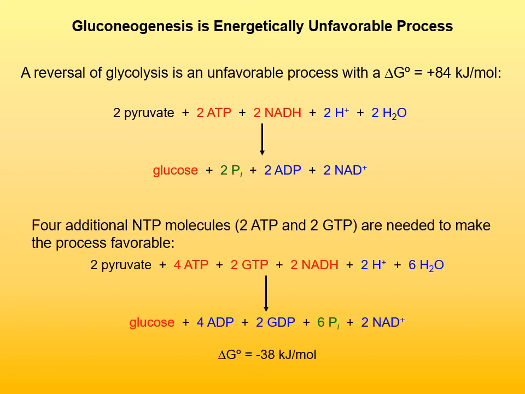For additional NTP molecules, that means 2 molecules of ATP and 2 molecules of GTP are needed to make this process favorable. And so when the overall energetic balance for the entire process is calculated, with the consumption of additional 4 molecules of nucleotide triphosphates, then the whole process is favorable by 38 kilojoules per mole, or exergonic by 38 kilojoules per mole.